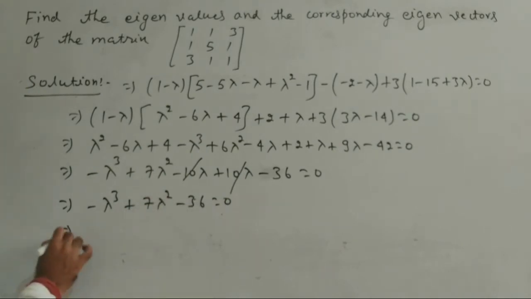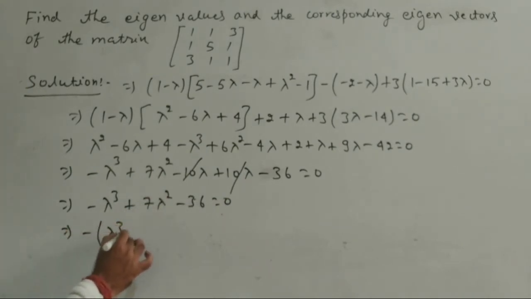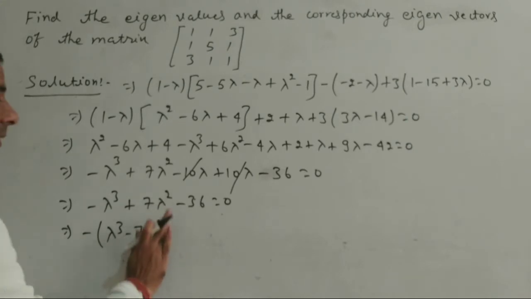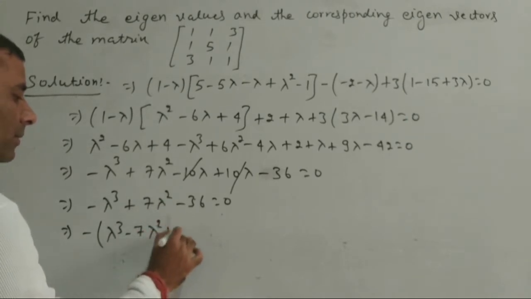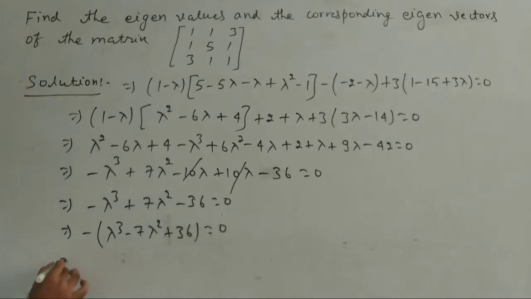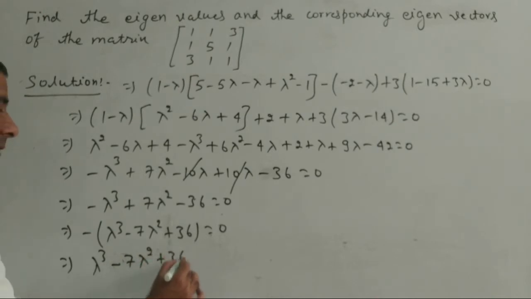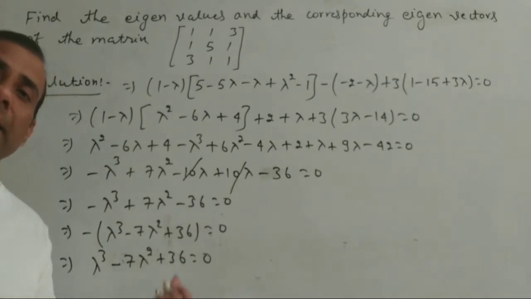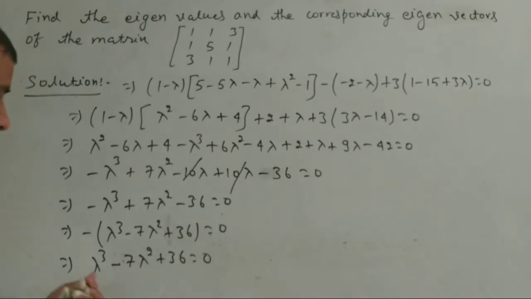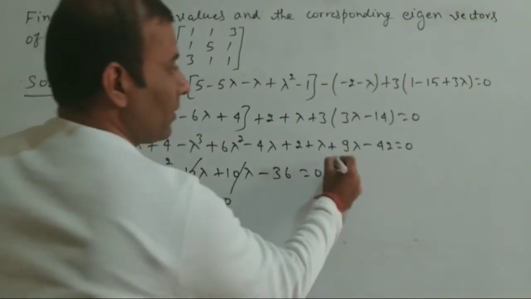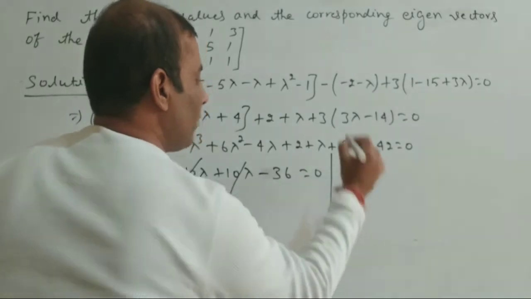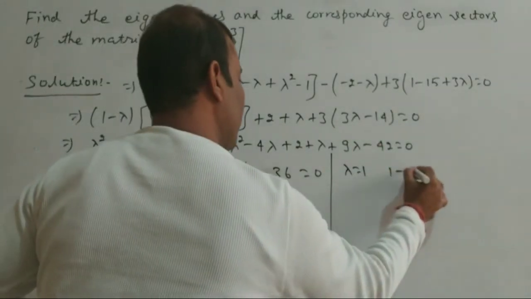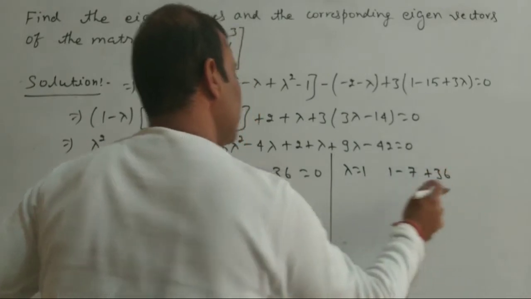Taking minus common, it becomes lambda cube minus 7 lambda square plus 36 equals 0. Now we have to find the roots of this equation. It is a cubic equation; to find the roots we use the trial method. If you put lambda equals 1, then you will get 1 minus 7 plus 36.